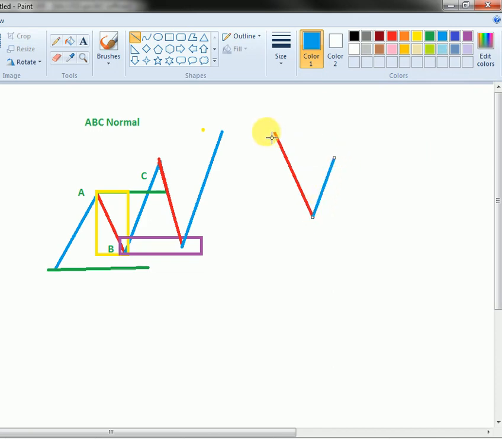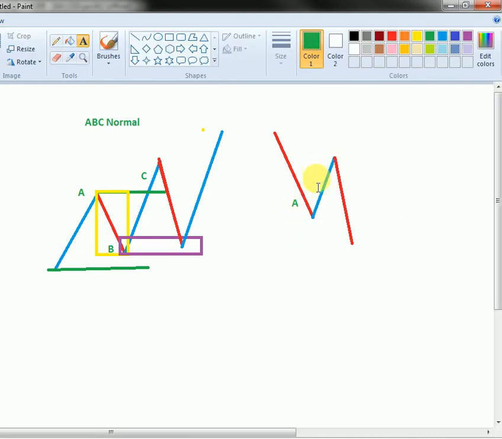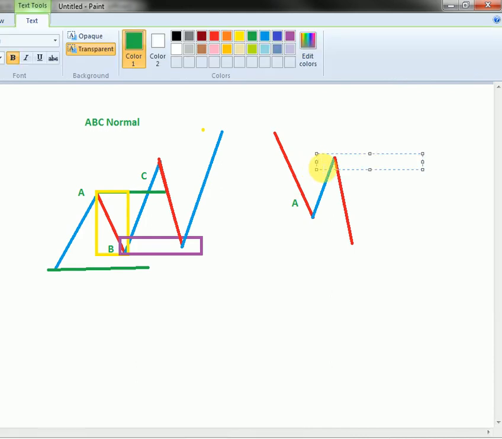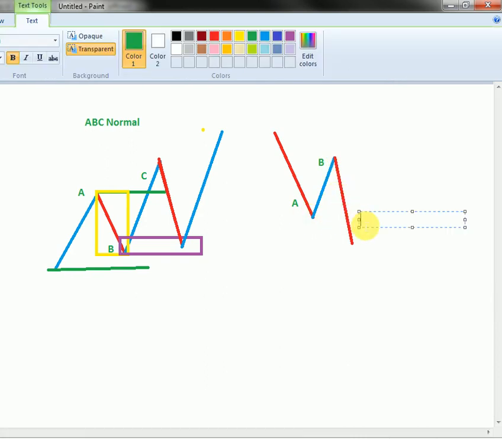This price pullback cannot break this previous high, and then this price moving down breaks the previous low. So we can see this pattern, this basic market structure or this movement. We can call this one A, and this pullback or this moving up a B, and then this movement breaks the previous low, we call it a C.